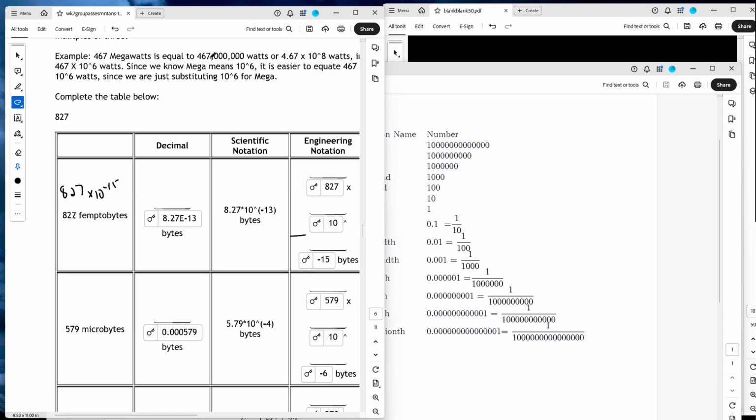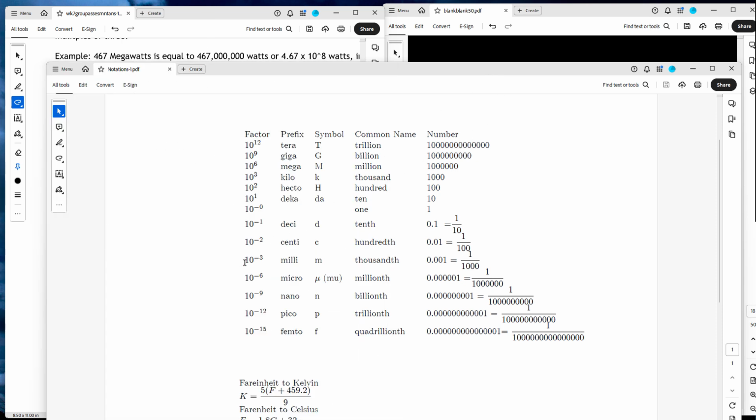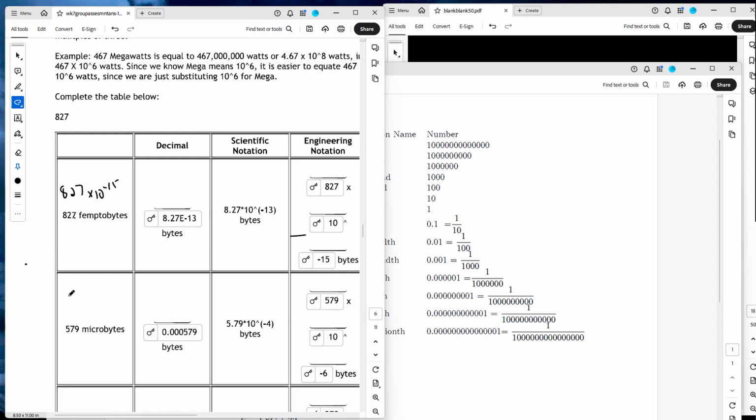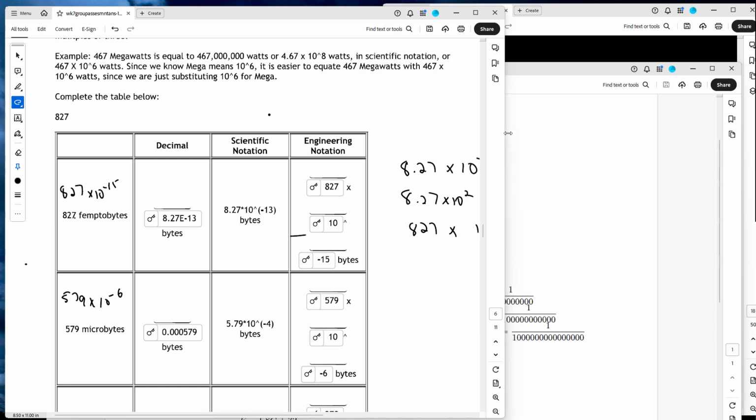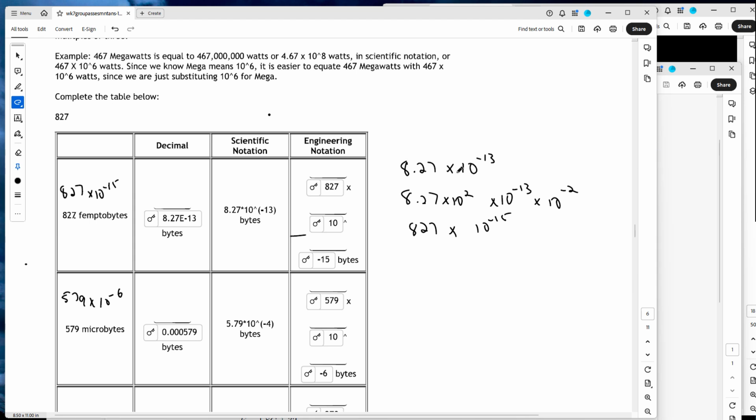Next one is what? Microbytes. 10 to the minus 6. So I have 579 times 10 to the minus 6. And then end up with 5.79 times 10 to the minus 4. And this is already, you can do this one too. There, you see the first one. Put that in engineering notation.